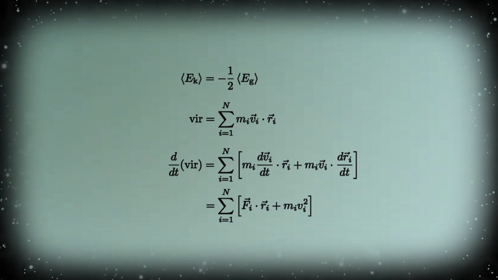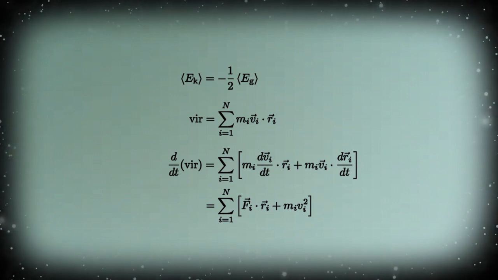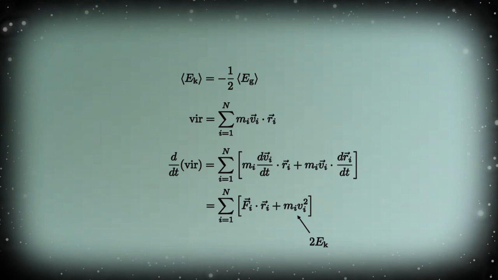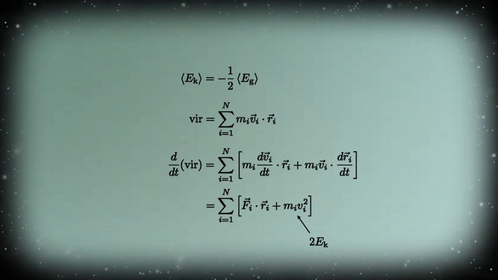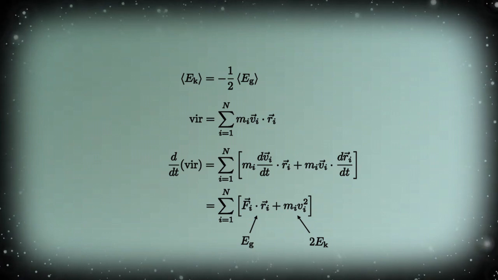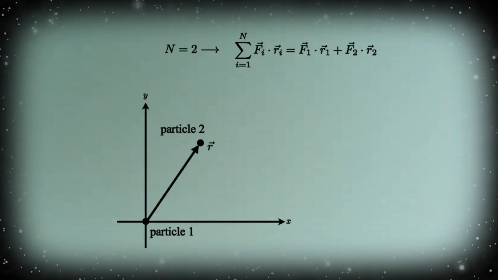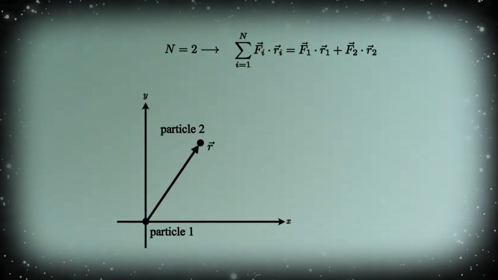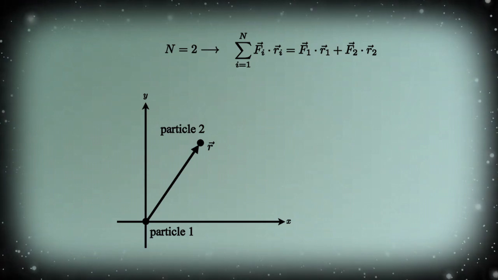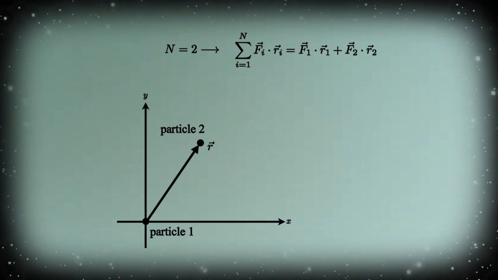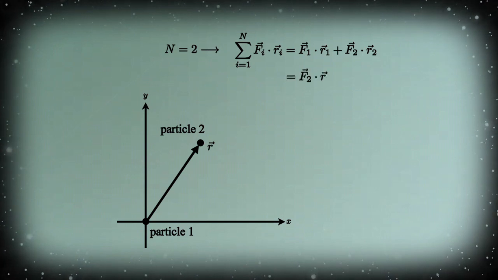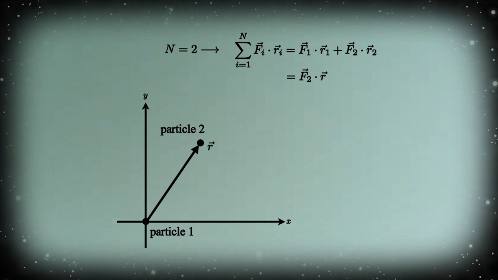And now our destination is starting to come into view. The sum over mv² is twice the kinetic energy. Less obviously, the sum over F dot r will turn out to be the total gravitational potential energy. To show that's true, first let's consider the simplest case of just two particles, n equals 2. We'll use a coordinate system in which particle number 1 is at the origin. That way r1 is 0 and we can ignore the first term in the sum. For particle 2, instead of r2, we'll just write r. So the sum over F dot r is simply F2 dot r.